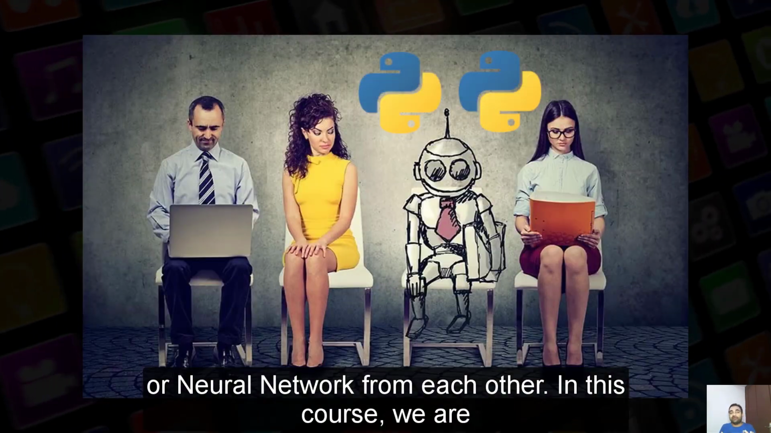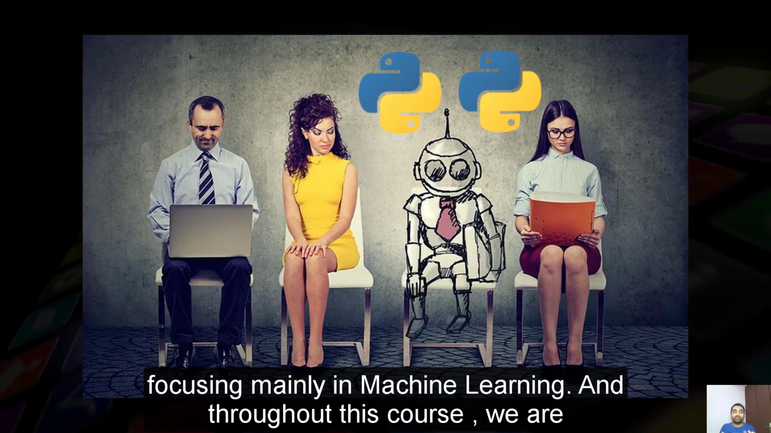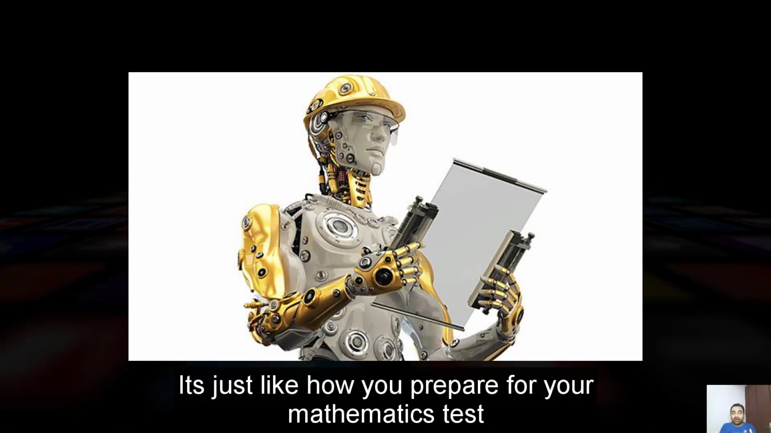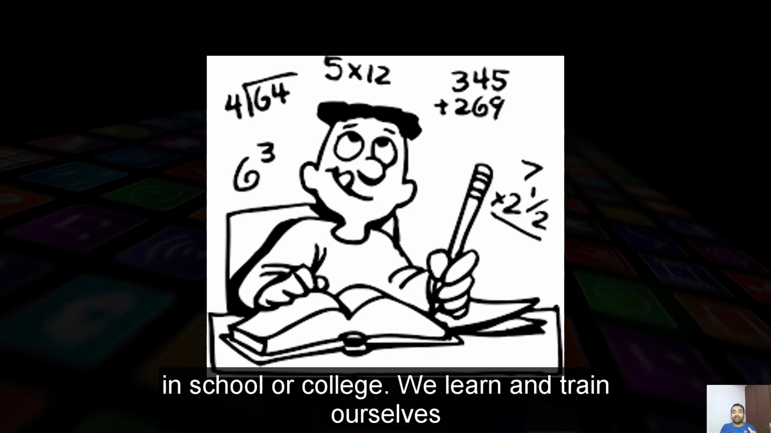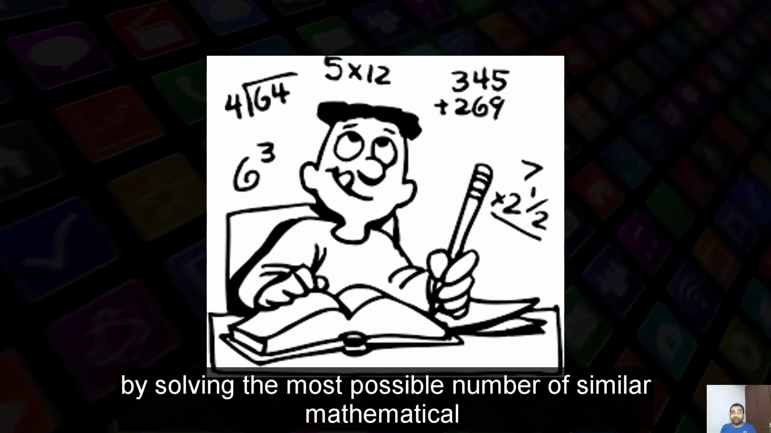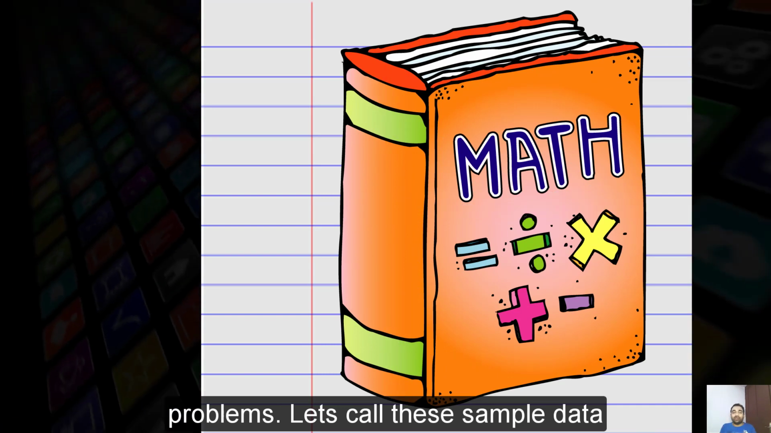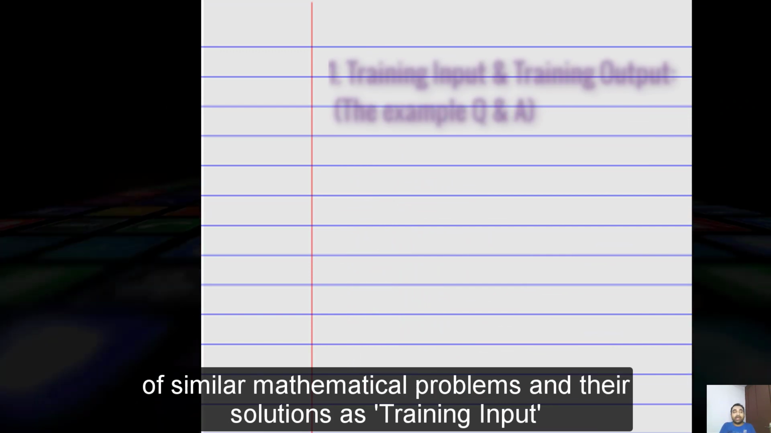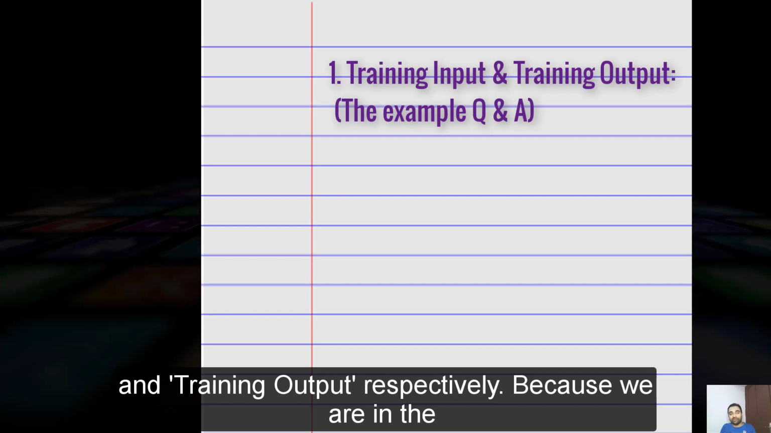So in this course, we are focusing mainly on machine learning, and throughout this course, we are preparing our machine to make it ready for a prediction test. It's just like how you prepare for your mathematics test in school or college. We learn and train ourselves by solving the most possible number of similar mathematical problems. Let's call these sample data of similar mathematical problems and their solutions training input and training output respectively, because we are in the learning or training phase.